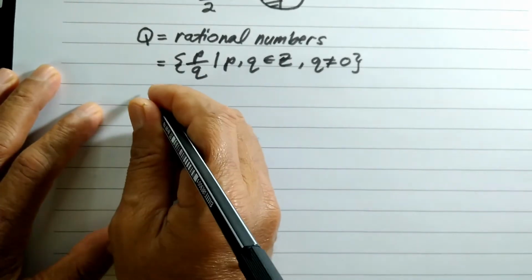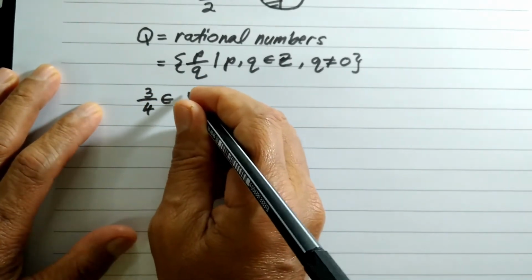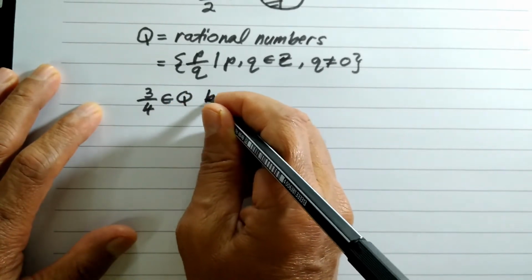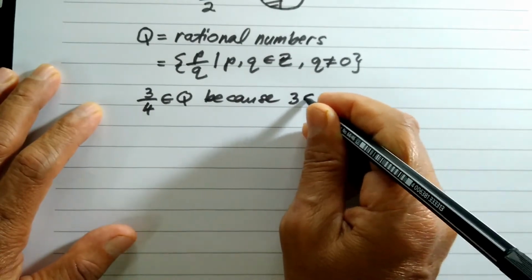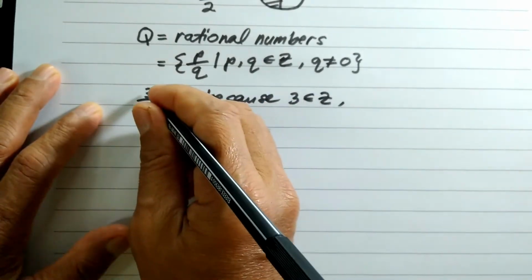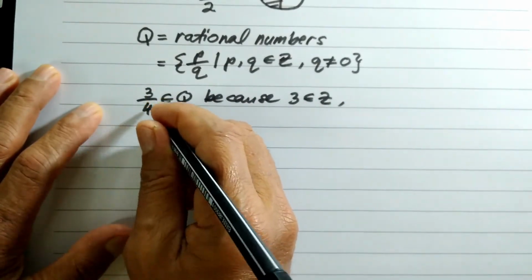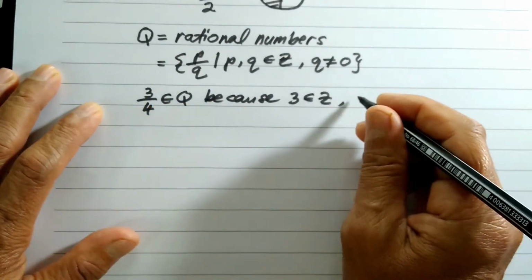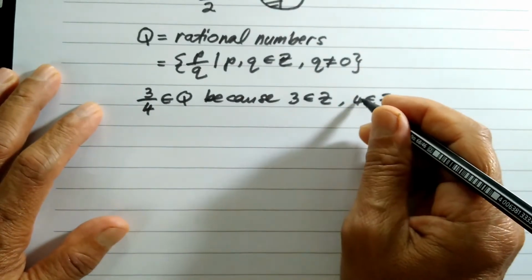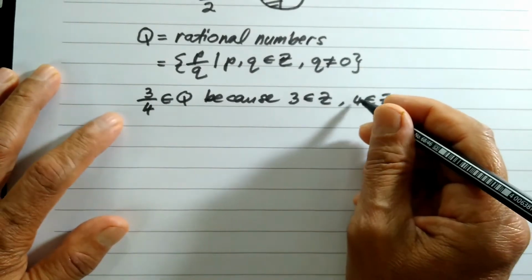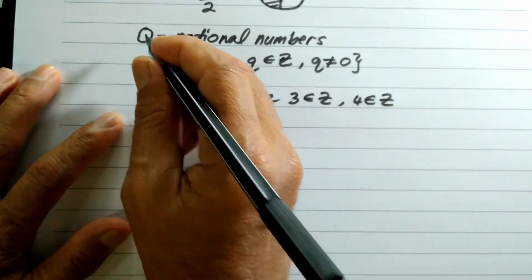Therefore, a number like 3/4 is a rational number, okay? Because 3 is an integer, that is the numerator is an integer. Now 4 here at the denominator is also an integer, all right? And it is not equal to 0. The denominator is not equal to 0. Therefore, it fulfills all the requirements to be in this set.